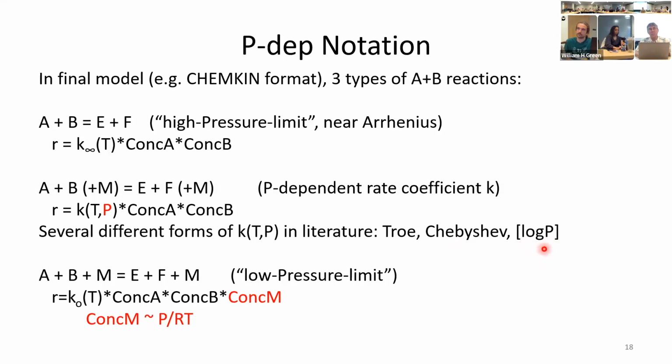Unfortunately, somebody in the past invented another form called log P, and log P doesn't fit very well, and it has a lot of potential screw-ups. But you'll see a lot of mechanisms use it anyway. I'm sorry. So you may have to deal with this. I hope you don't have to. I hope you can just use Troe and Chebyshev.